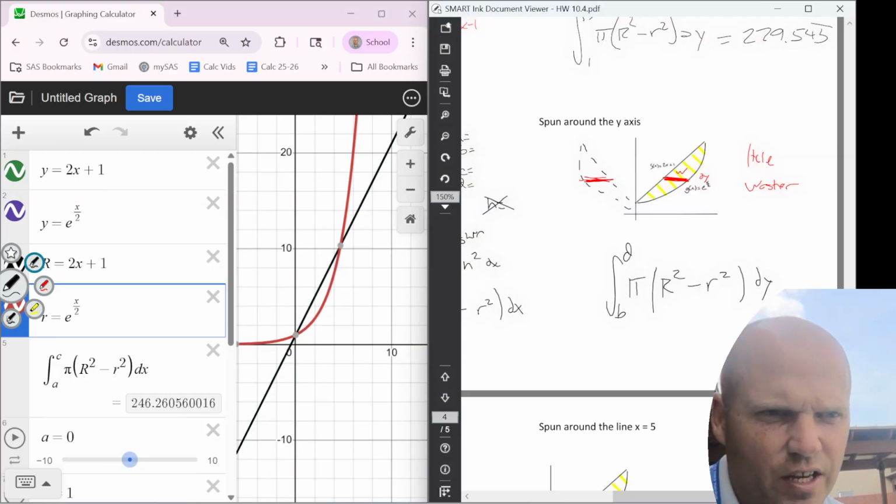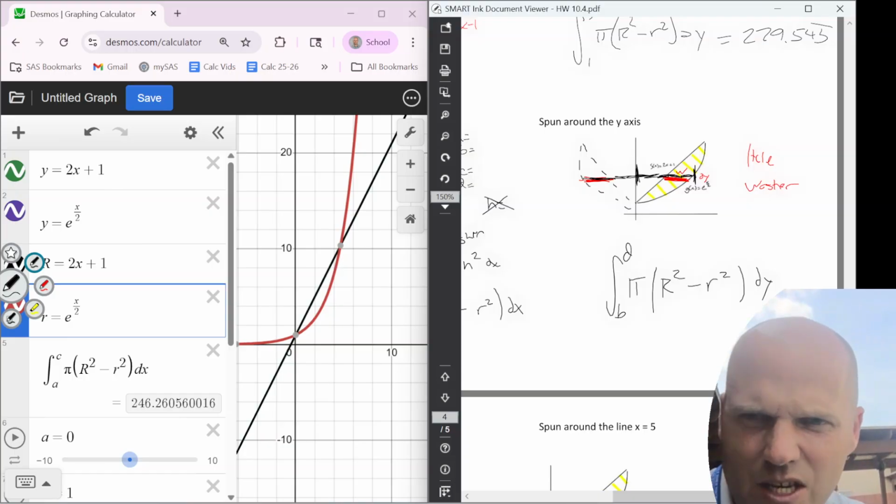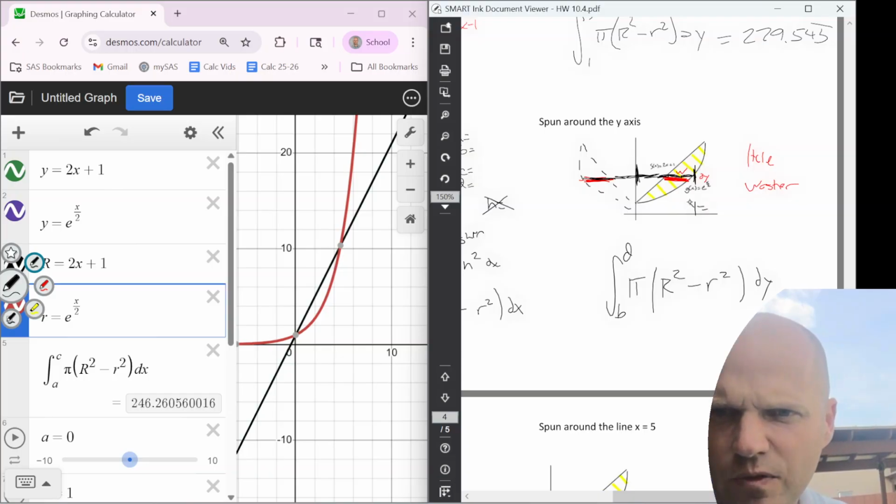And now I just have to understand my radiuses. Well, we can see there are these x distances. I can see the outer radius goes all the way to x equals whatever this equation is solved for x. Done this before, ln y times 2.